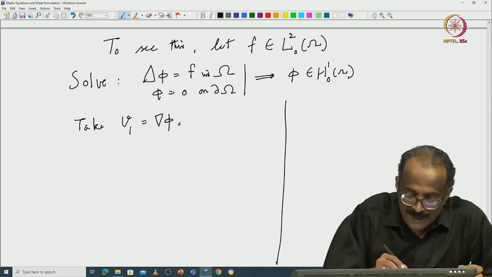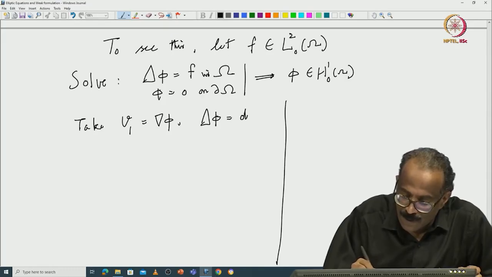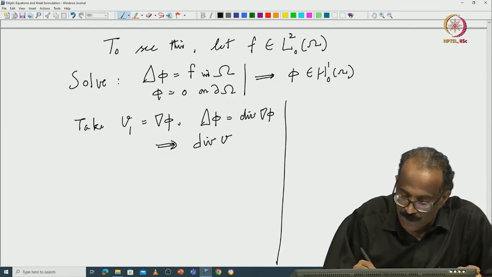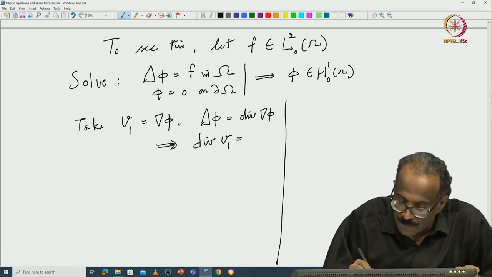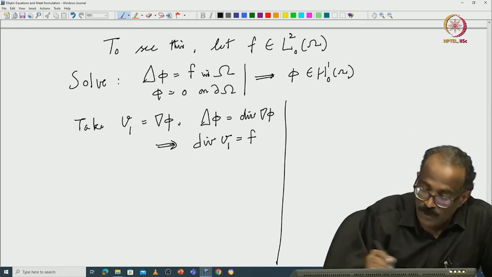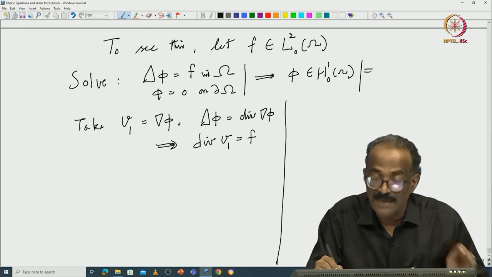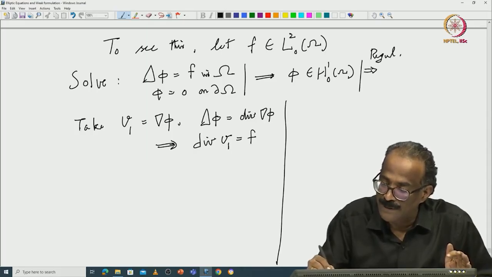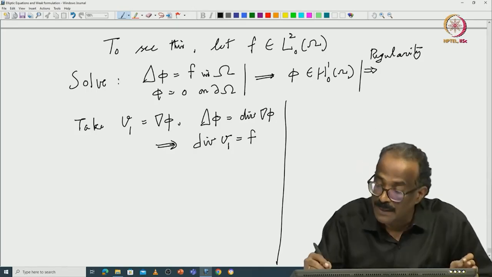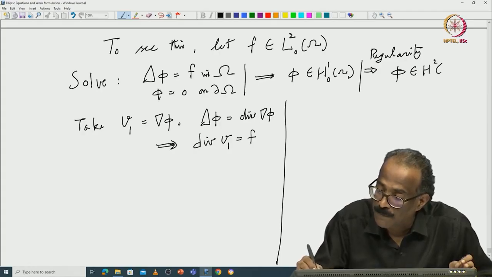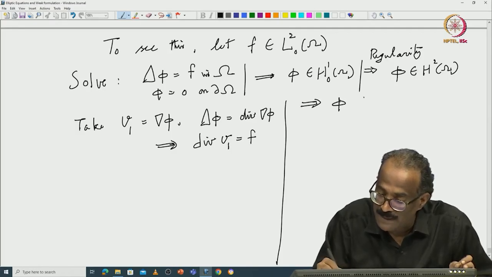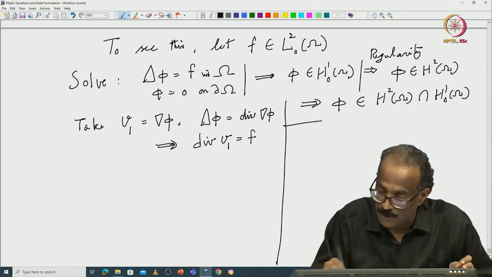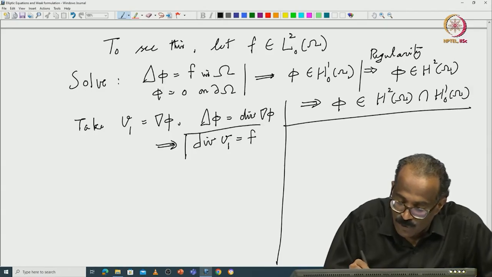Okay. So then look at it, the Laplacian of phi is equal to the divergence of grad phi. So that implies you can always solve for V1 equal to grad phi. By regularity, we have not proved yet, we are going to prove the regularity. We are going to discuss regularity in the next class. We can actually prove that phi is in H2 of omega, so phi is in H2 of omega intersection H1 naught of omega. This is already here. So you have the divergence of V1 equal to f.